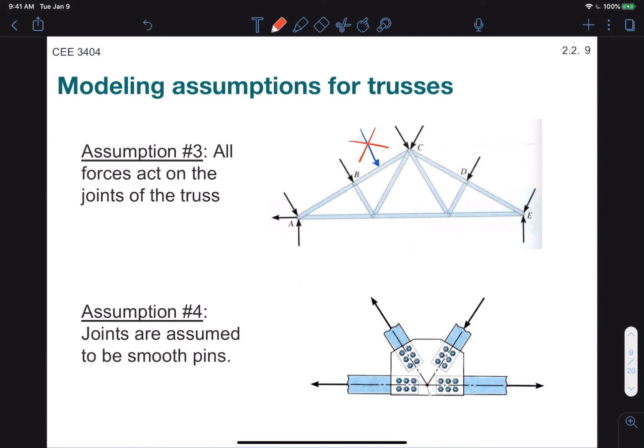Assumption 4 is that joints are assumed to be smooth pins. So even if we have a gusset plate, which is somewhat of a rigid structure, we still assume that the joints are completely smooth and enable rotation. So there is one central pin here, and all joints are able to rotate around that pin. The reasoning behind this assumption is really that these types of joints specifically are not designed to support moments. So we really don't want to treat them as moment supports or as rigid supports.